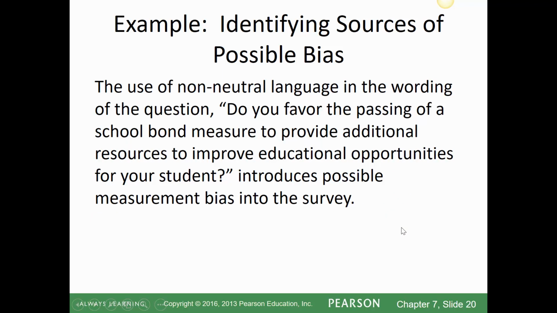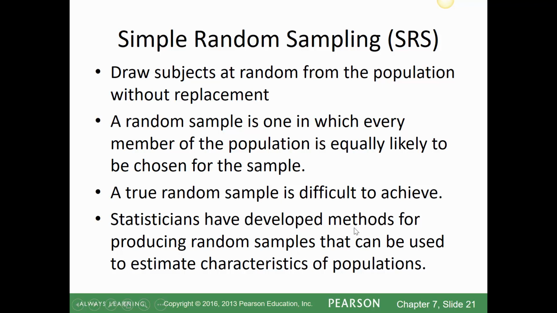So the possible source of bias is the use of non-neutral language in the wording of the question, right? That question is worded more positively and not neutral, and that could introduce possible measurement bias into the survey. Right? All right.